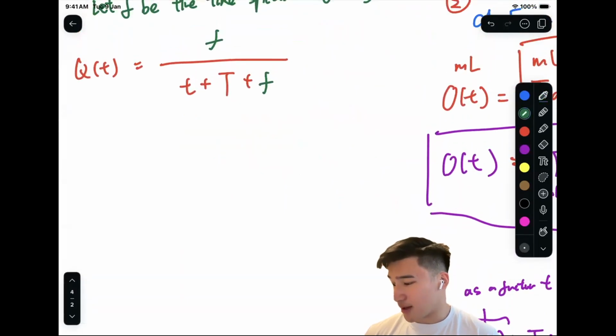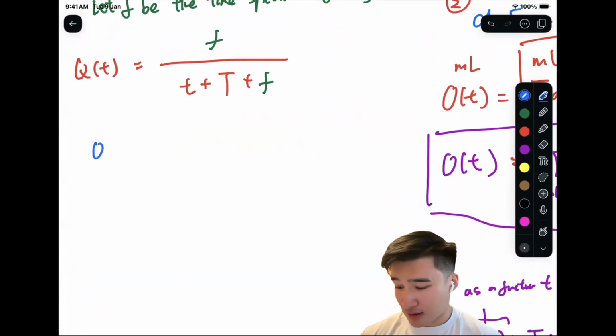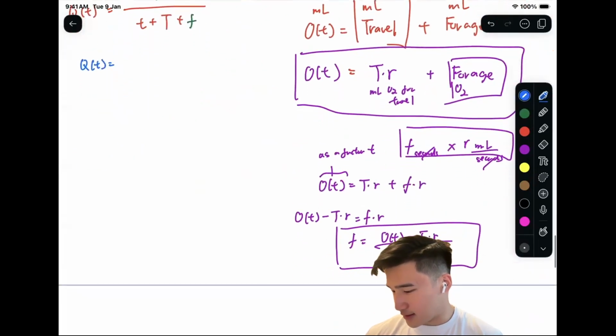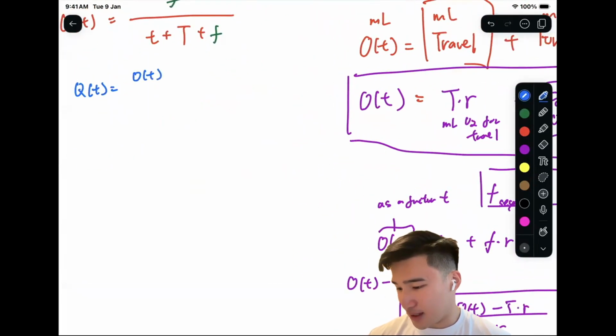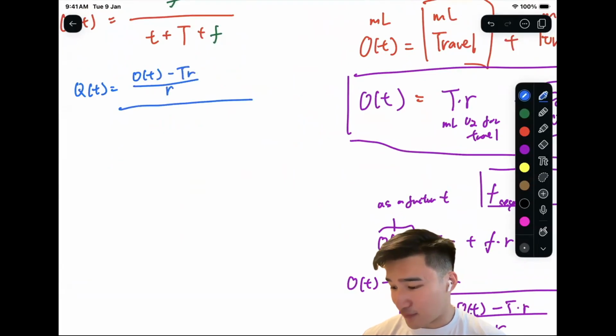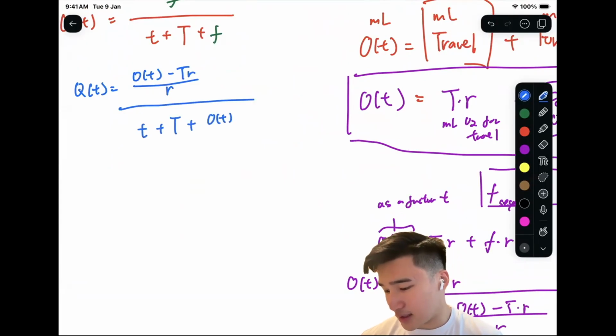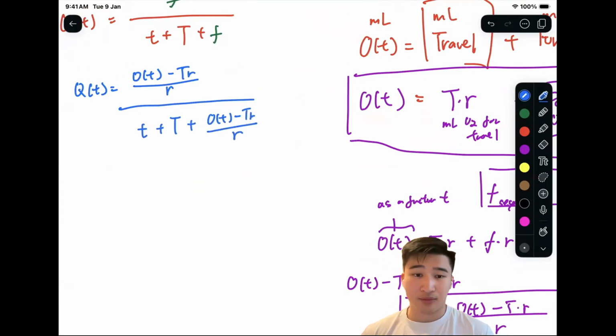And all we gotta do is move this back to here. Okay, so I'm gonna use a different pen just for clarification. So I have QT. Ooh, blue looks good. It's a more soothing color. OT minus TR divided by R, that's F. And then we have T plus OT minus TR divided by R. Okay, so we got this formula.